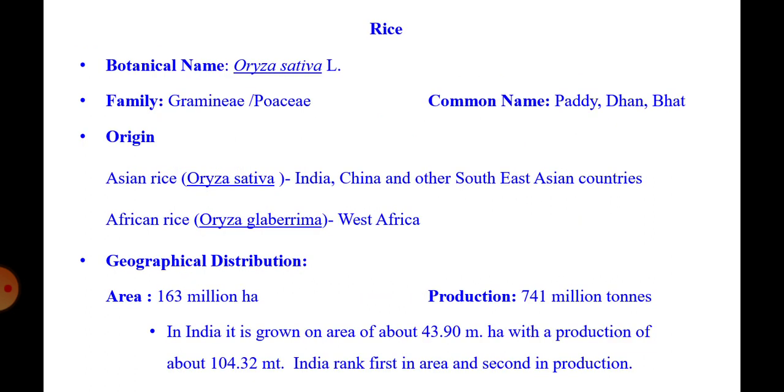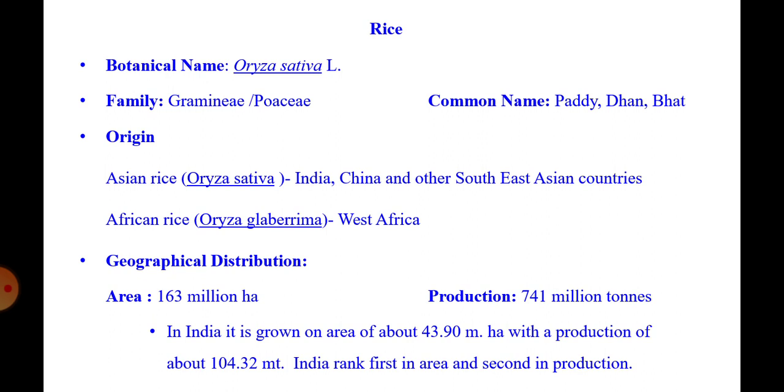Oryza sativa is the botanical name of rice, and this crop comes under the Poaceae, that is Gramineae, family. Commonly, rice is known as paddy, dhan, bhat. Origin: there are two origins. For Asian rice, India, China, and other Southeast Asian countries are considered the origin, while for African rice, Oryza glaberrima, West Africa is the origin.